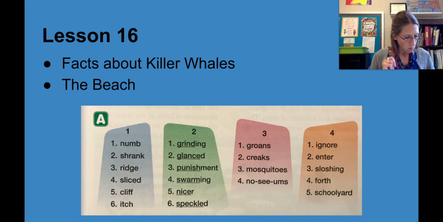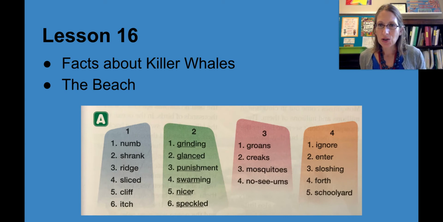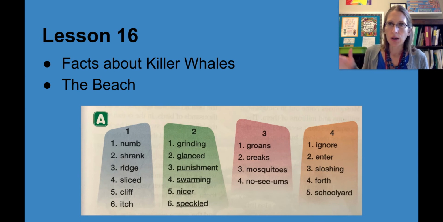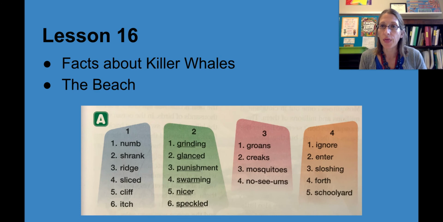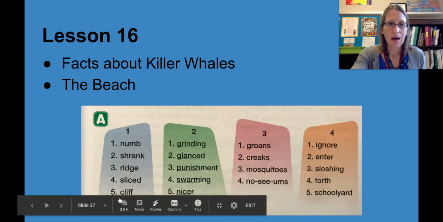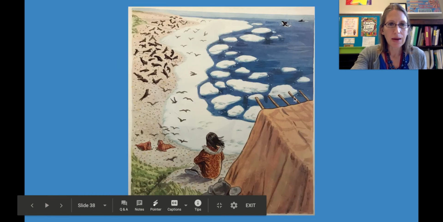Alrighty, in column 4, word 1 is ignore. What word? Word 2 is enter. What word? Word 3 is sloshing. What word? Word 4 is fourth. What word? And word 5 is schoolyard. What word? Nice job. All right. Let's go ahead and look at part B.